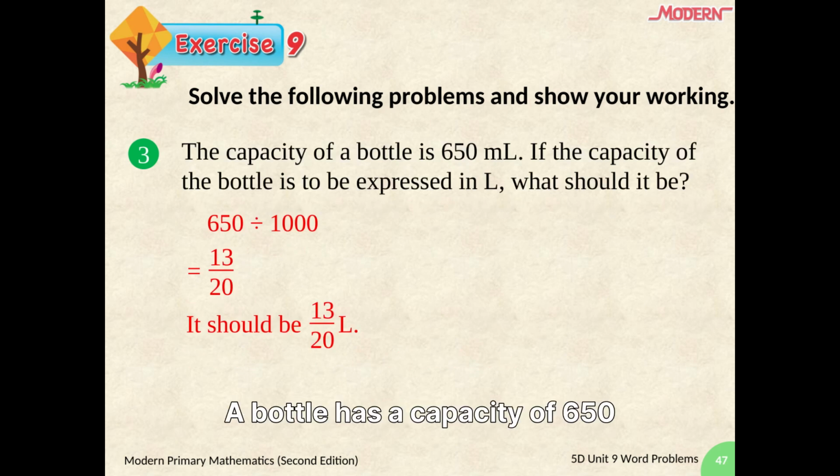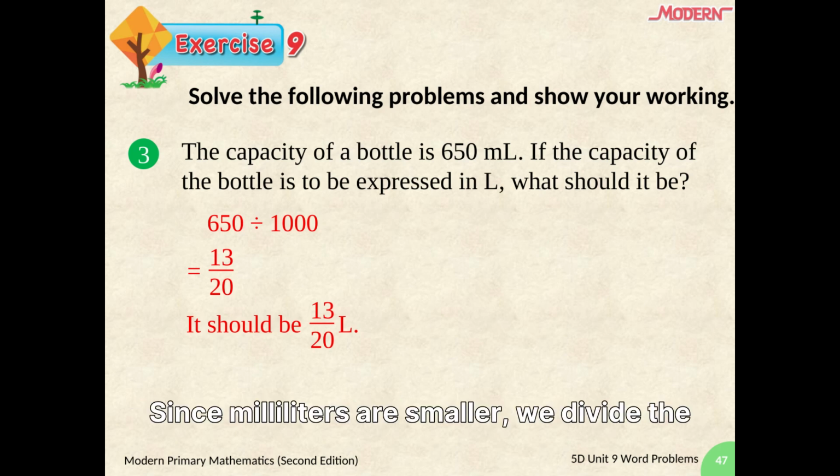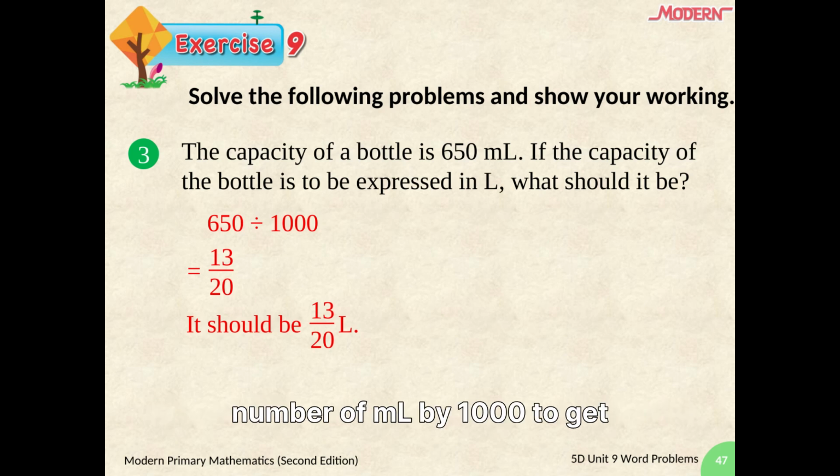A bottle has a capacity of 650 milliliters. Let's express this in liters. Units matter a lot in science and cooking. Thinking way, 1,000 milliliters equals 1 liter. Since milliliters are smaller, we divide the number of ml by 1,000 to get liters. 650 divided by 1,000. Write it as a fraction. 650 over 1,000. Start by canceling the zeros. That leaves us with 65 over 100. Both end in 5 or 0, so we use the 5 times table. Know how?